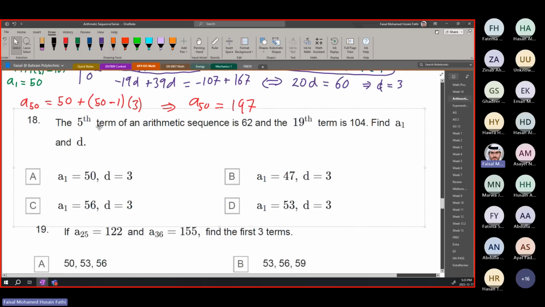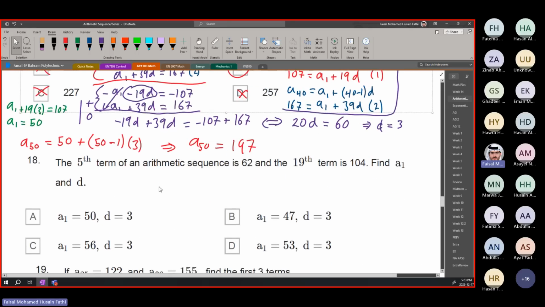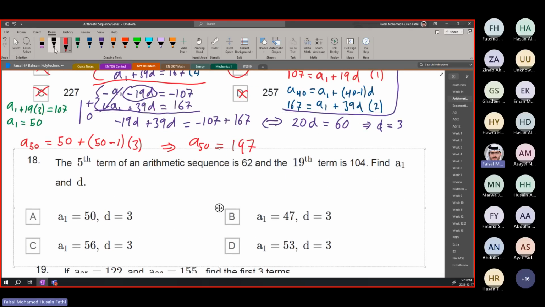Find the fifth term of an arithmetic sequence is 62, and the 19th term. This is the exact same concept as the one above, except they're not only giving you A1. So A5 is equal to 62, and A19, the 19th term, is equal to 104. Find A1 and find D. Exact same concept we did earlier.